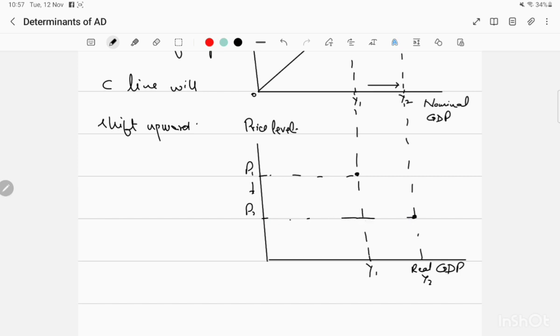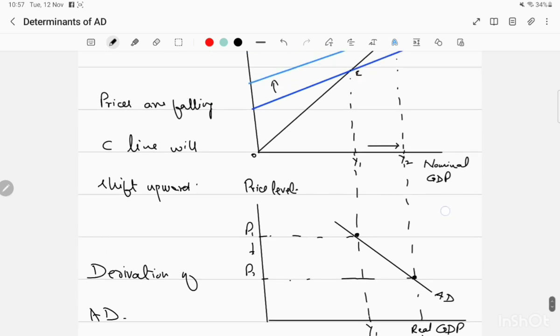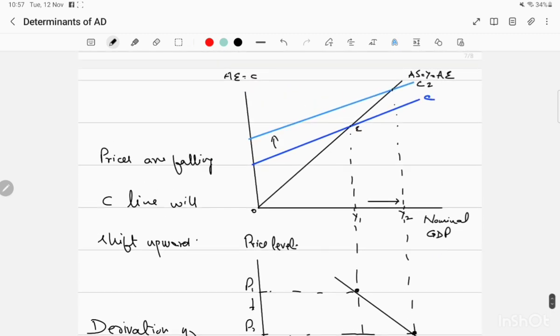If we join these two dots, which I have drawn in the lower diagram, we will get the aggregate demand line of the economy. This is a derivation of aggregate demand: how aggregate demand is derived from the upper diagram. When the wealth of the country is increasing, the consumption line will shift upward. When the interest rate goes down, the consumption line will shift upward. And when other factors, other than nominal GDP and consumption, change in a favorable way, the consumption line will shift upward.